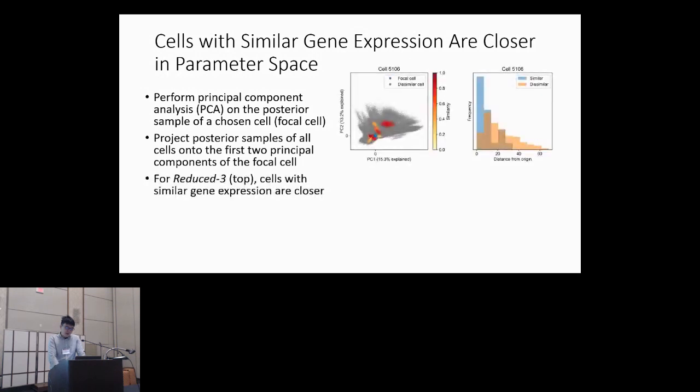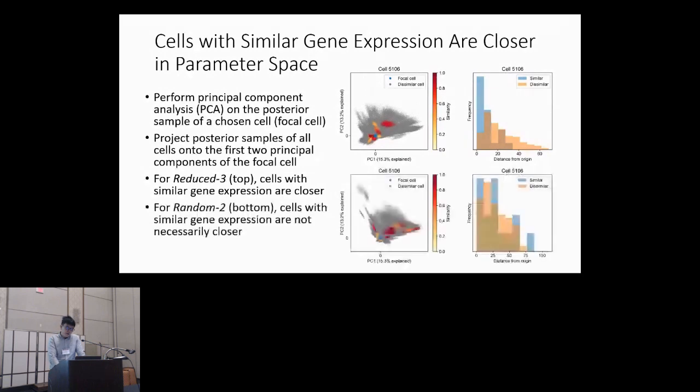So for reduced 3, cells with similar gene expression are closer. This observation can be verified by the distribution of distance between projected samples and the origin of reduced parameter space of the focal cell. For random 2, though, the cells with similar gene expressions are not necessarily closer. At this point, we wondered, can we find out more about parameter space and its relationship to gene expression?